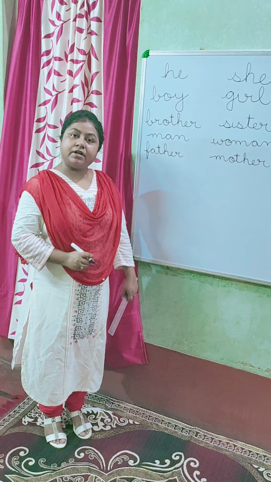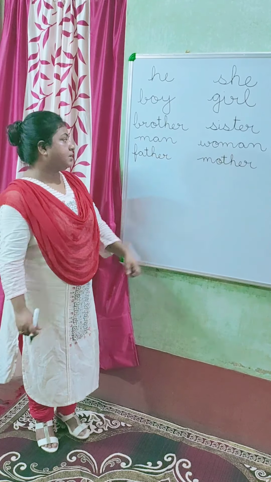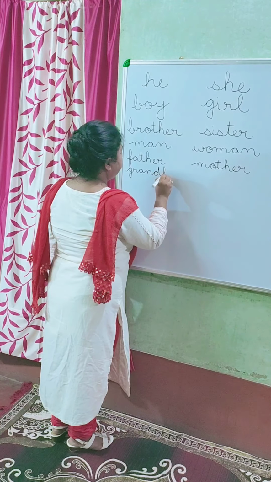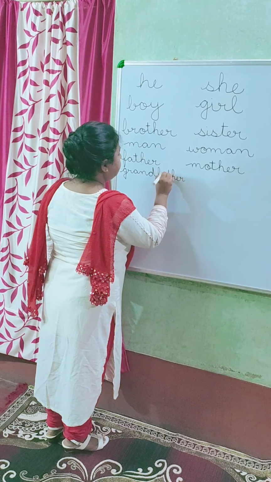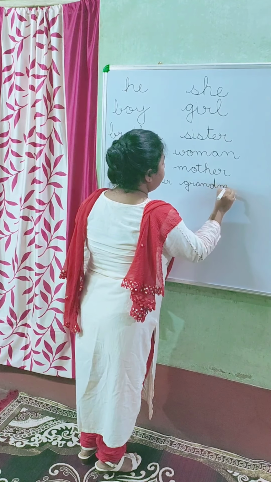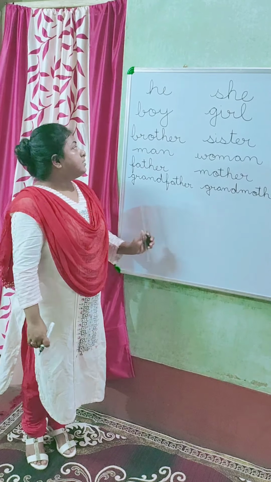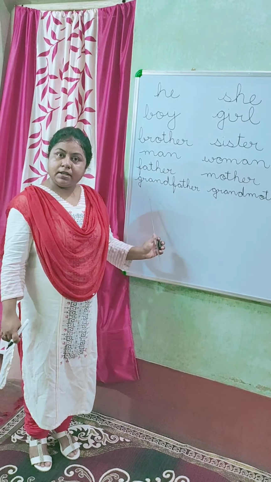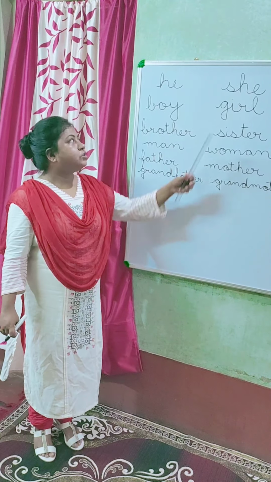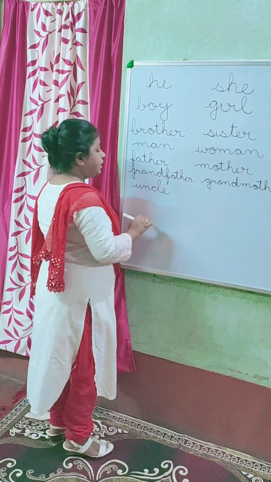Similarly, children, your grandfather is a man. So he, and your grandmother is a woman. So she. Grand, G-R-A-N-D, grand, F-A-T-H-E-R, father, he, G-R-A-N-D, grand, M-O-T-H-E-R, mother, she. Similarly, children, your uncle. Uncle is a man or a boy. So he, and your aunt is a girl or a woman. So she. U-N-C-L-E, uncle. He.